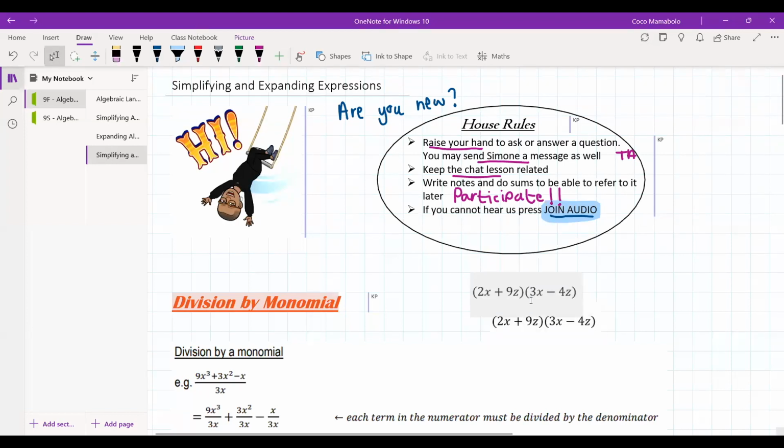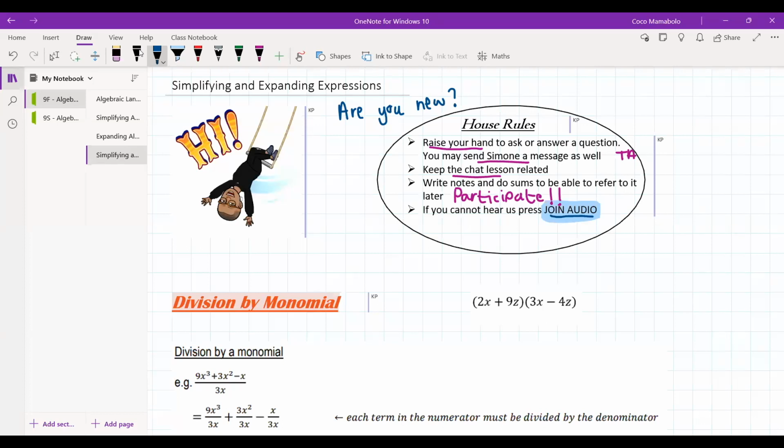Tuesday, when we left off, we were doing questions about simplification. And we were looking at the FOIL method. Now, for those of you who were not here on Tuesday, we are going to be looking at the FOIL method one more time because we're actually going to move on to dividing by a monomial. So if you're still having trouble with the distribution and simplification by multiplication, I need you to go back and rewatch Tuesday's lesson.